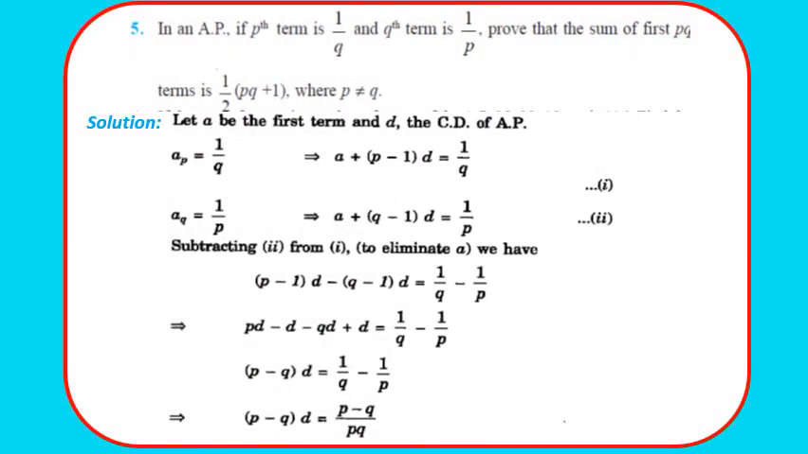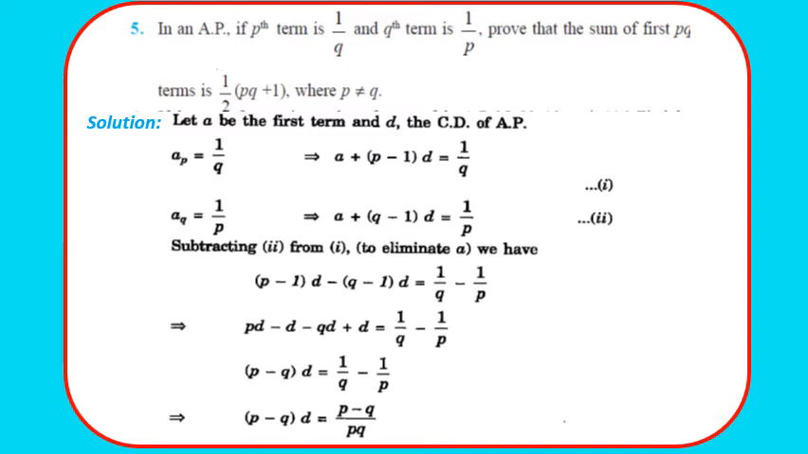Okay, next is question number 5. In an AP, if the pth term is 1 upon q and the qth term is 1 upon p, then prove that the sum of the first pq terms is 1/2 (pq plus 1), where p is not equal to q. Now we have an AP where the pth term is 1 upon q, and a_q, that is the qth term, is equal to 1 upon p. So using the formula a_n equals a plus (n minus 1) into d, we get a plus (p minus 1) into d equals 1 upon q, and a plus (q minus 1) into d equals 1 upon p, where a and d are the first term and the common difference respectively.